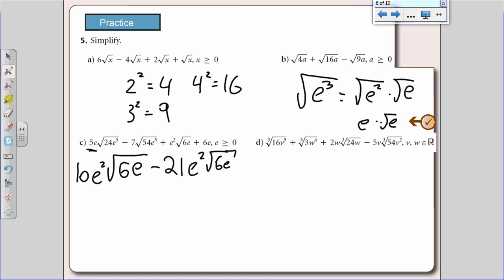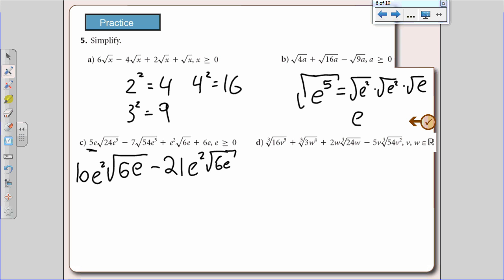So the square root of E to the power of 5. People are wondering how we simplified that. I broke it up to be equal to the square root of E squared times the square root of E squared times the square root of E. These all just simplify because the square root of E squared is just E. And the square root of E is still the square root of E. Which means on the outside we have E squared. E times E is E squared. On the inside we still have 1E.